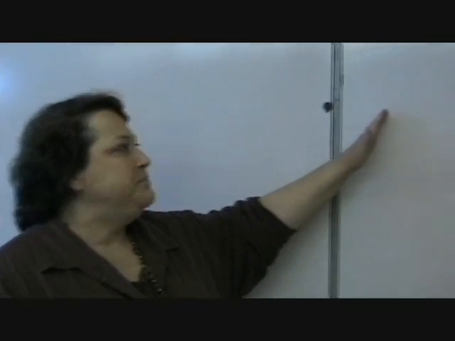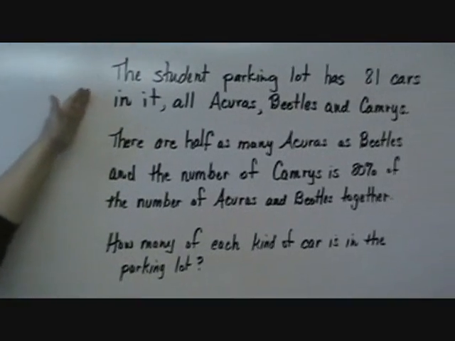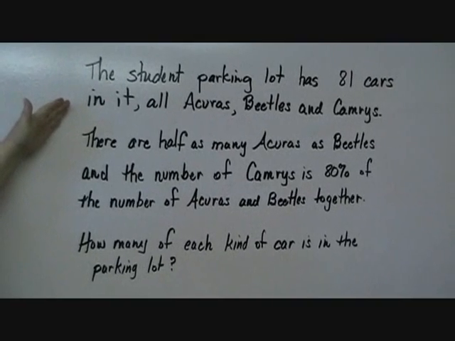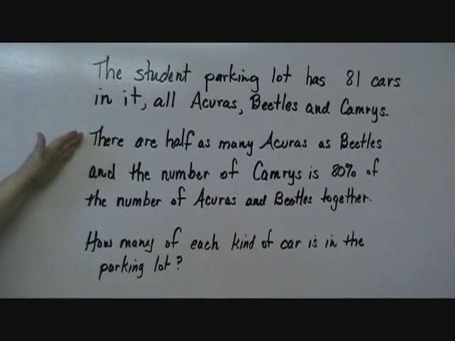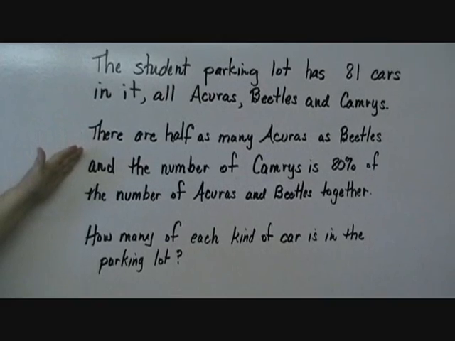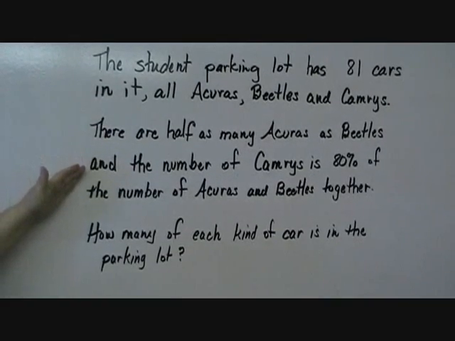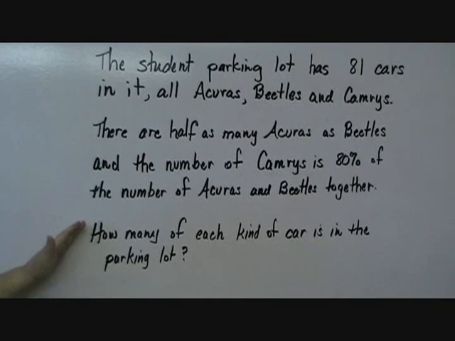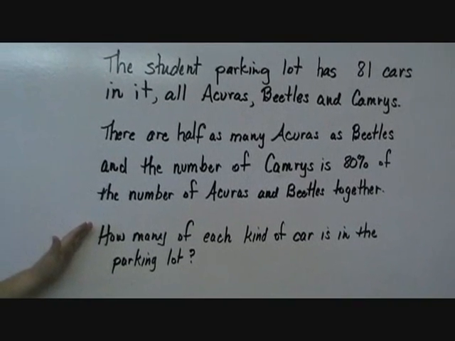I've been asked to do the problem of the week this week, and so let's go to our problem. The student parking lot has 81 cars in it, all Acuras, Beetles, and Camrys. There are half as many Acuras as Beetles, and the number of Camrys is 80% of the number of Acuras and Beetles together. How many of each kind of car is in the parking lot?